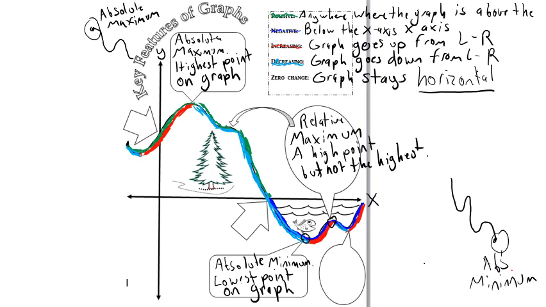Okay. And then this little low point here where it's like a valley, right? You go down and then up. That was what we would consider a relative minimum. Okay, so I'm going to call that a relative minimum. And at this point, it is a low point, but not the lowest.